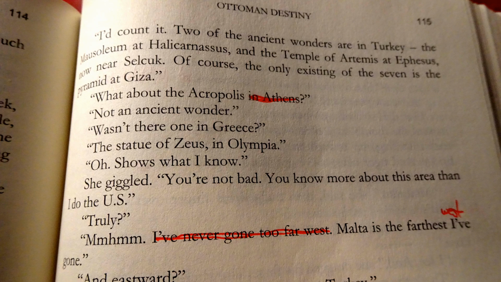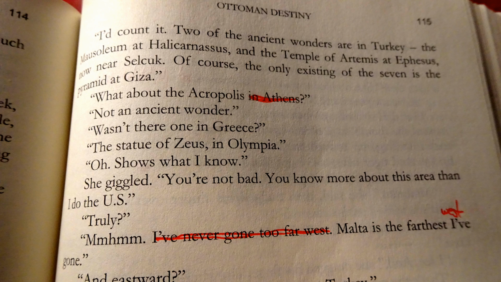What about the Acropolis in Athens? I realize the saying "in Athens" there is really unnecessary. I mean, I wouldn't say, what about the pyramids in Egypt? You just say, what about the pyramids? So I think it makes much more sense to just say, what about the Acropolis? And then at the bottom there, I've never gone too far west.